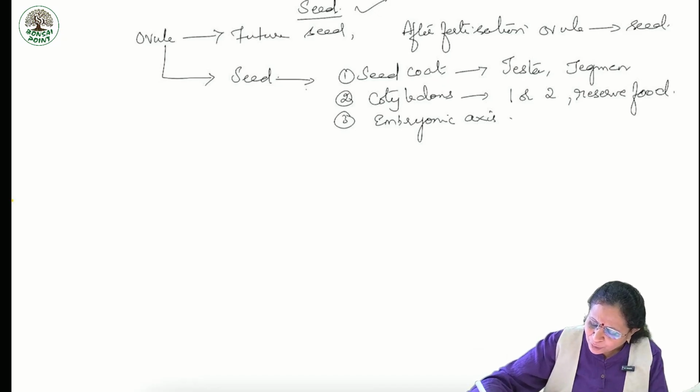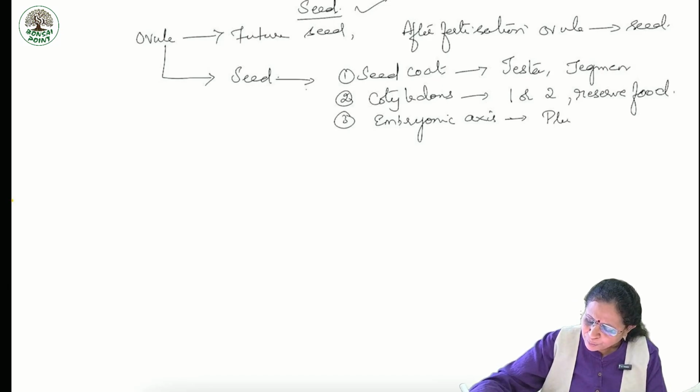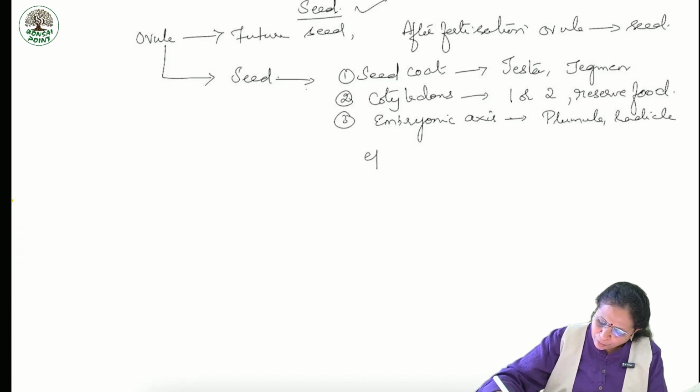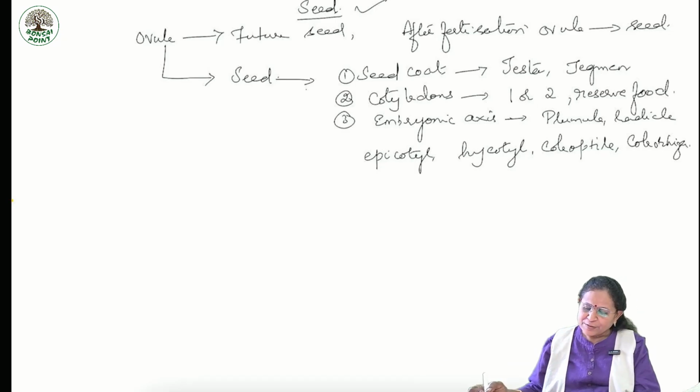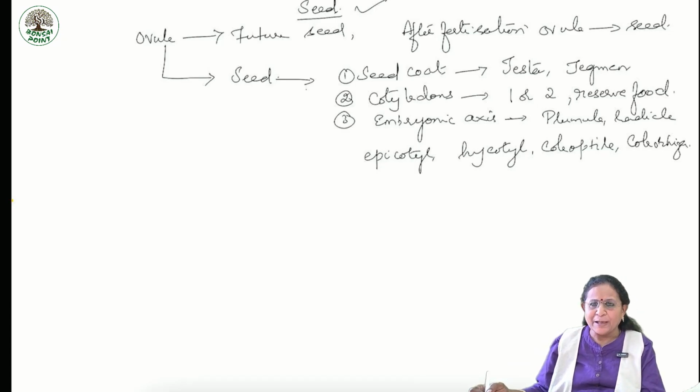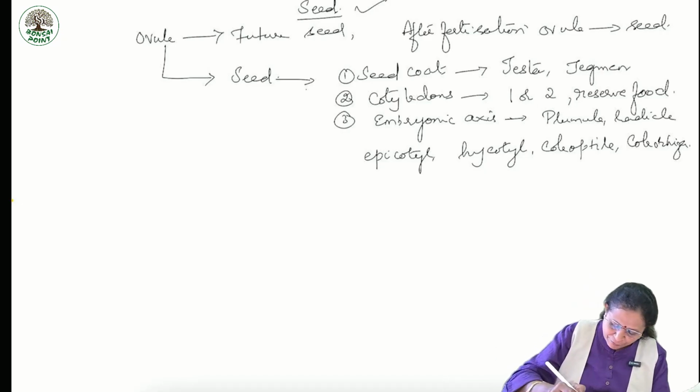Now, what about this embryonic axis? Embryonic axis consists of plumule, radicle, epicotyl, hypocotyl, coleoptile and coleorhiza. So, plumule, radicle, coleoptile, hypocotyl, and it consists of coleorhiza. Let us see the other details of it.